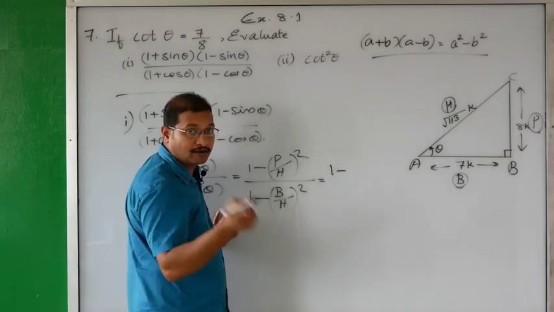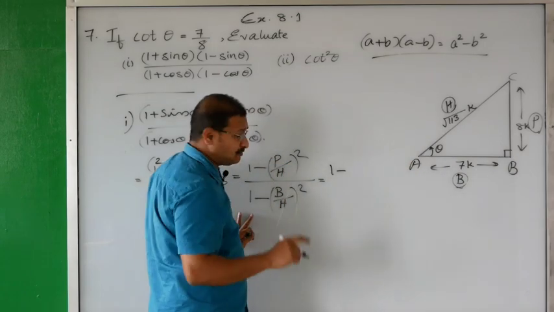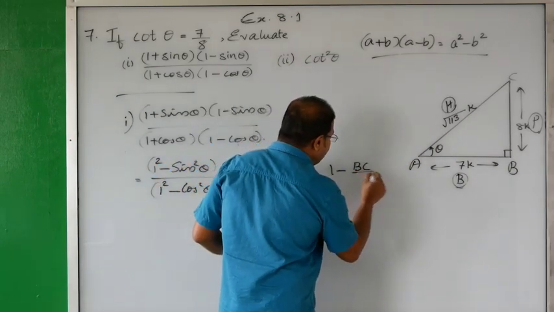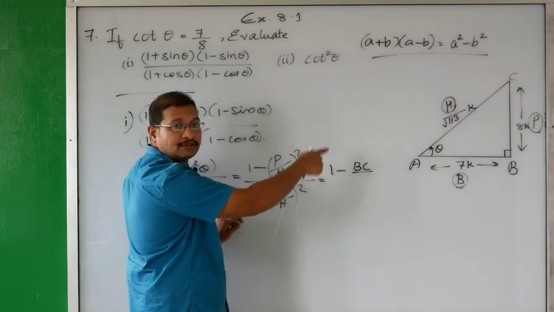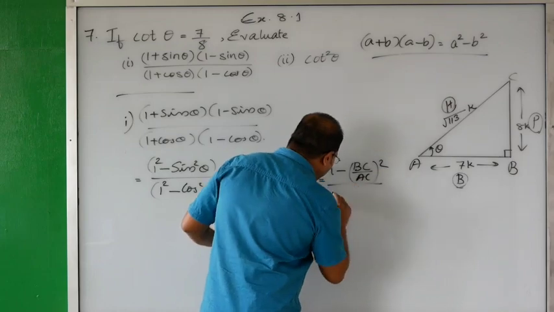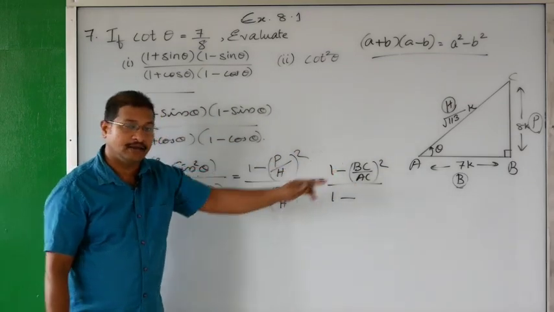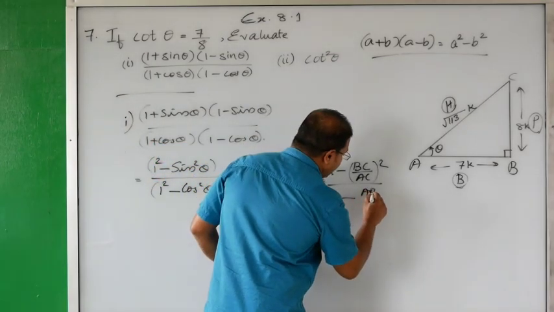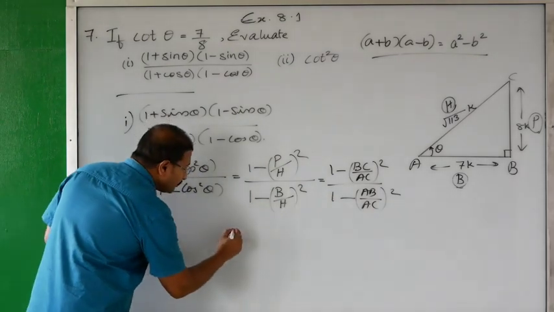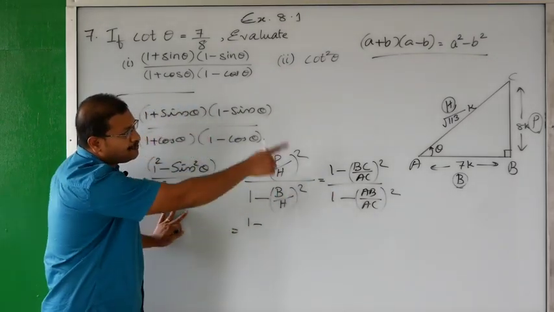The value of perpendicular. If you want, you can write BC. Anyway, let me write BC by hypotenuse AC, the whole square, divided by 1 minus base AB by AC, the whole square. Equals 1 minus, what is the value of BC?